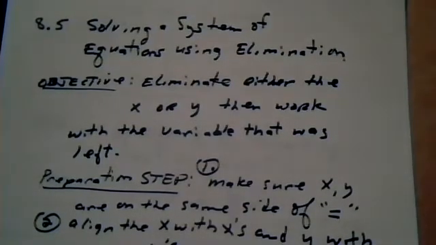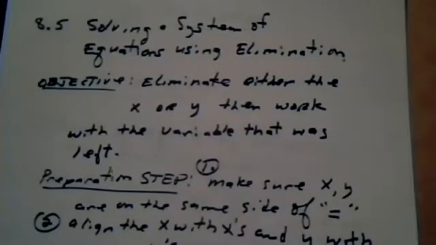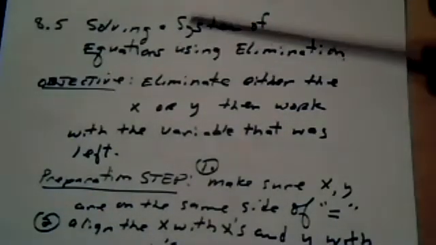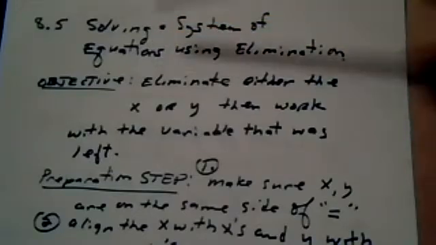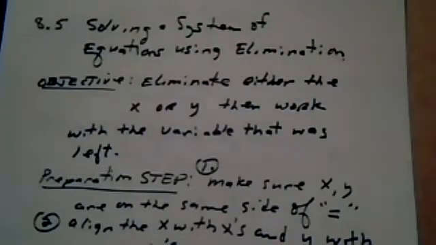Now, we had been working with one line. Now we're going to work with two lines, solving a system of equations using elimination. When we say system of equations, what we mean is we're working with more than one equation and they're interacting with each other. Our objective will be to eliminate either the x or the y, then work with the variable that was left. So even though we have two variables, we're going to get rid of one temporarily to work with the other one, and then we come back to the one we eliminated.